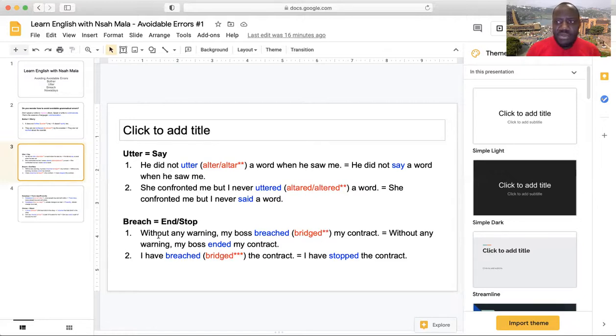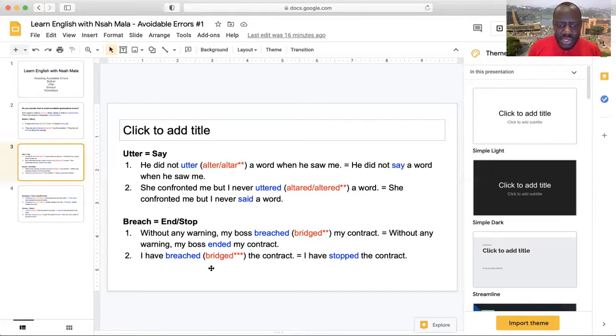Let's take breach, okay? Which many people confuse with bridge. You could use end. You could use stop. So without any warning, my boss breached my contract. If you are going to confuse this correct one, the bluish one, with this reddish one, please kindly drop this and use ended my contract. And you'll be fine, absolutely. So without any warning, my boss ended my contract.